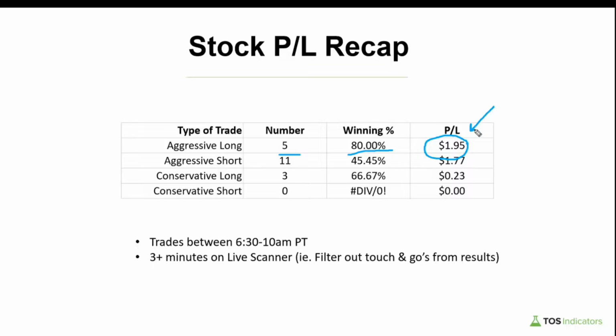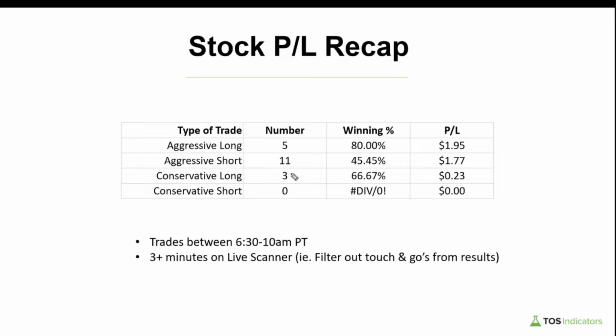As long as this number is above 0, that's what we like to see, which we saw really across the board today, even where we had a net winning percentage which was less than 50. So we'll talk about that in just a second. Now, via the conservative long, we had 3 trades that set up. Out of those 3, 2 of those 3 were winners for a net P&L of positive 23 cents.